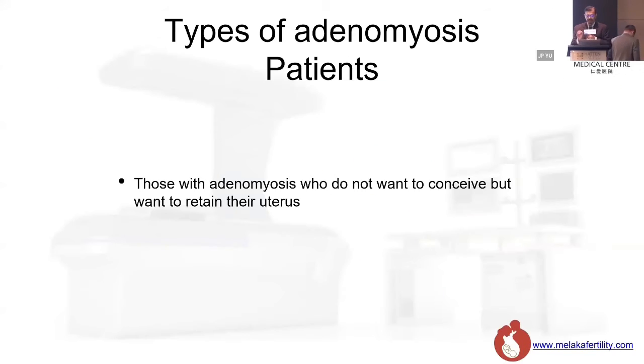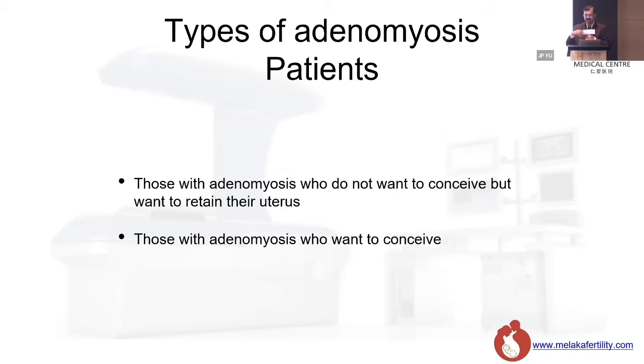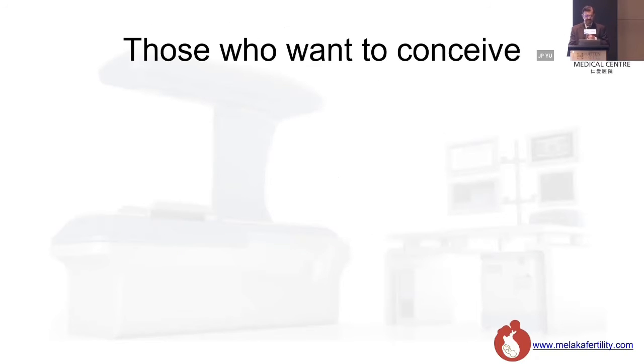When I see patients with adenomyosis, there are two groups of patients. One group are those with adenomyosis who do not want to conceive, but want to retain their uterus. The second group are those with adenomyosis who want to conceive. In this particular lecture, I will be concentrating on this group, those with adenomyosis who want to conceive. Those are the ones who have a problem of infertility.